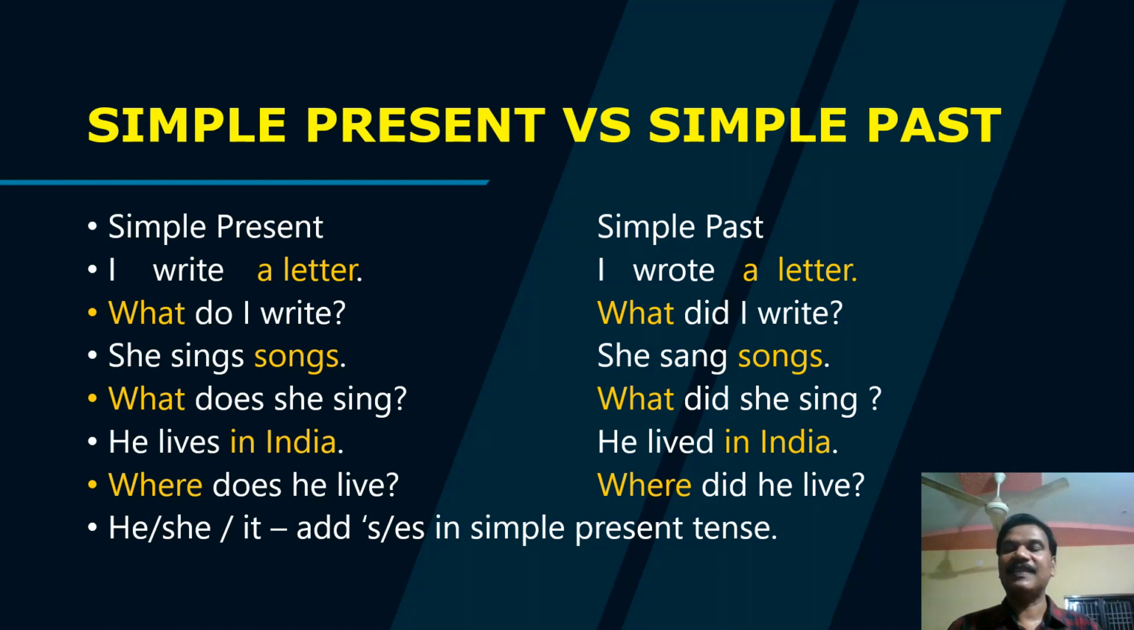Next, he lives in India. India is a place. So where? Yes, lives. As it is simple present tense, s, we use does. The first part we put at the end of the sentence. Where does he live? So he, she, it in simple present tense, we always add s or es in simple present tense. That's the rule. Keep in mind. Make a number of sentences in simple present tense.